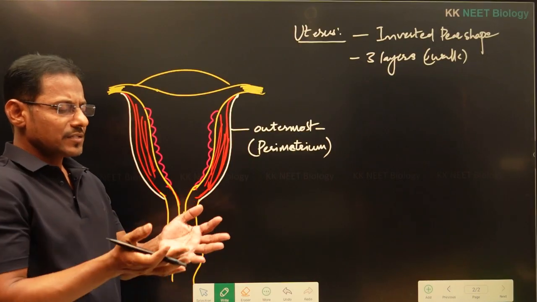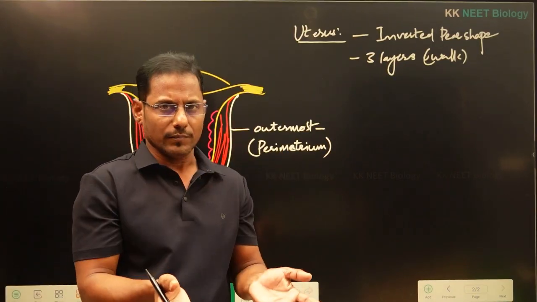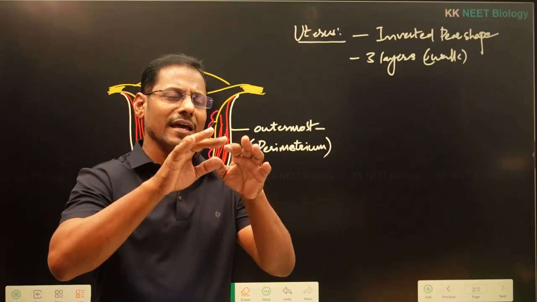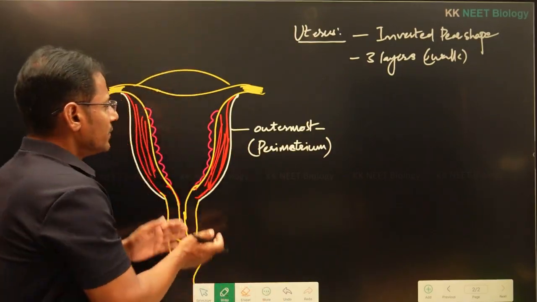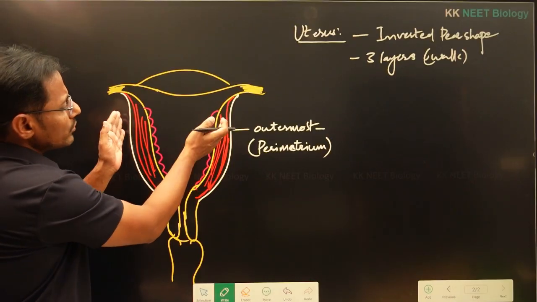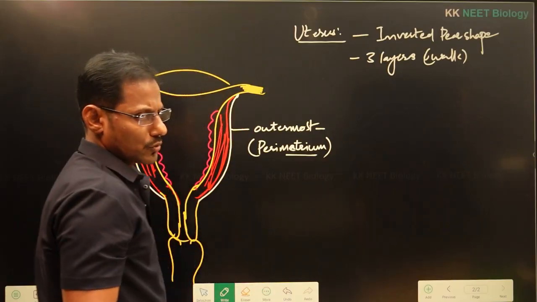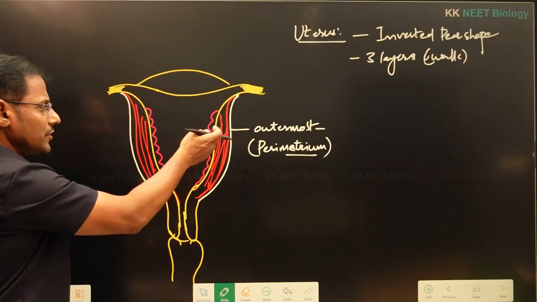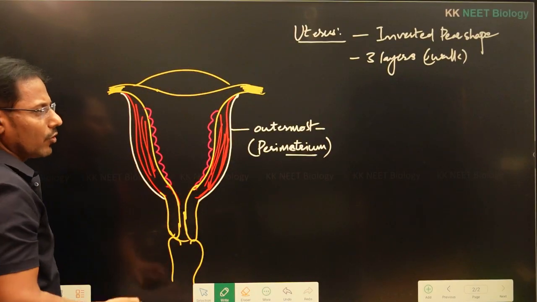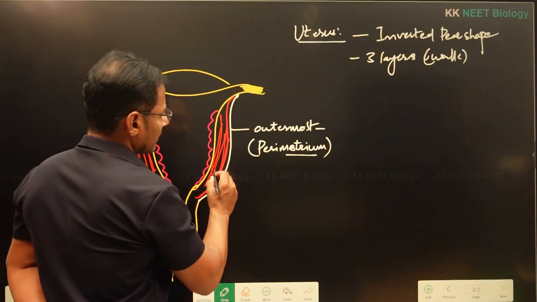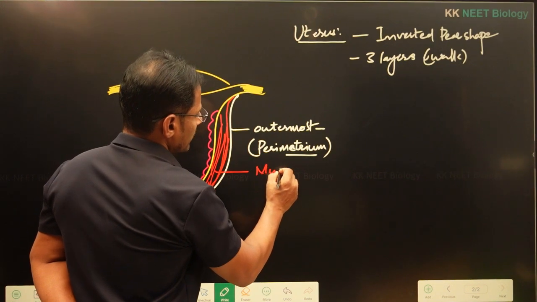So peri in the sense whatever overlaps something. So whatever covers, generally peri in the sense around. The layer which is present around the uterus is known as perimetrium. Metrium means here the womb. So this is the outermost layer, we call it perimetrium. And the middle and thicker layer is known as myometrium.